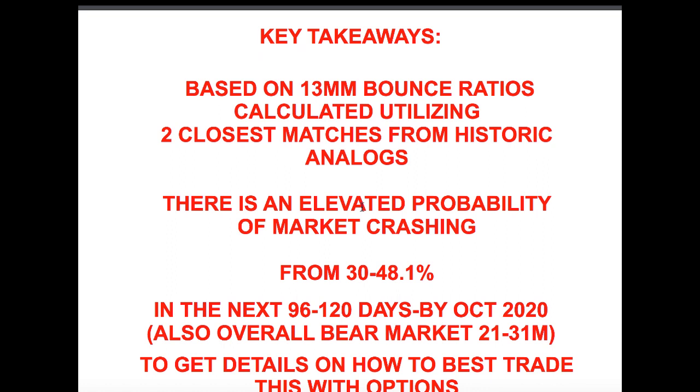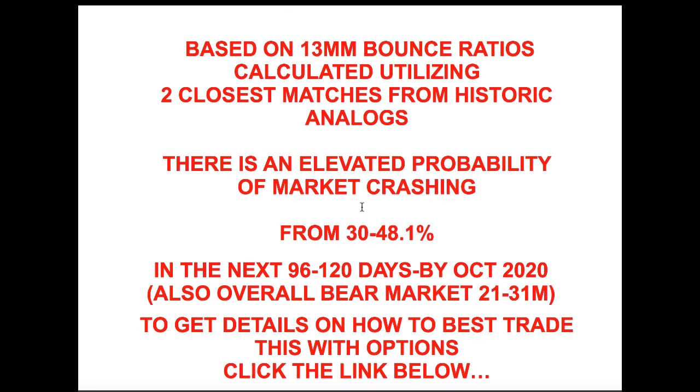So the key takeaways from this video are simple, guys. Based on the 13 market moves bounce ratio calculation, utilizing the two closest matches from the historic analogs, there is an elevated probability that the market could crash anywhere from 17-30% all the way to as much as 48.1% in the next 96 to 120 days, by October 2020. An overall bear market in this case could last anywhere from 21 months to 31 months. We're already a few months into this.